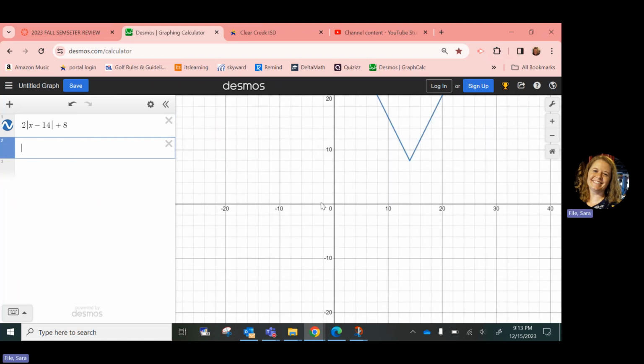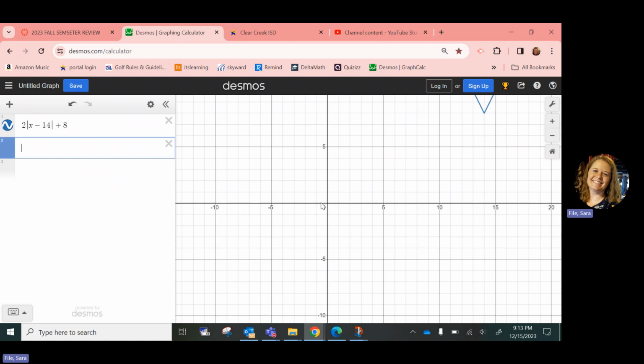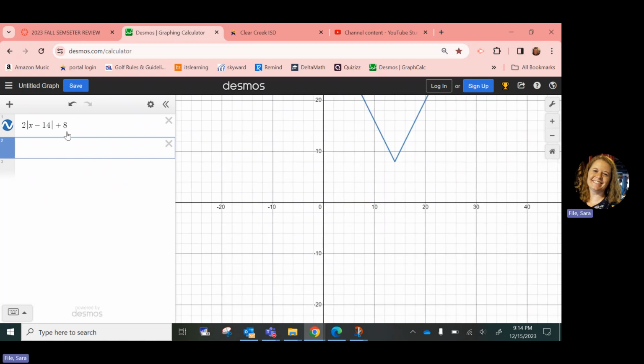Why is it still not? Oh, there it is. Oh, okay. I'm going to double check. Did that go away? Let's see. Oh, it's 24 equals 16. Yeah, it didn't graph when I did it that way.